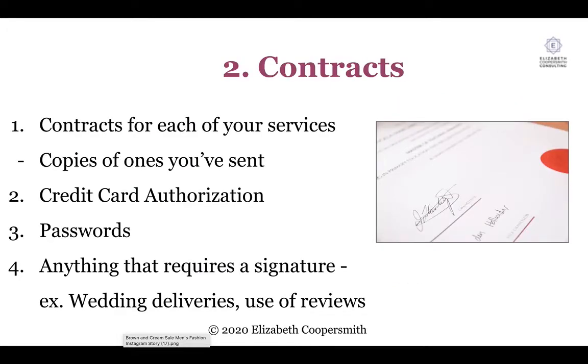So when it comes to contracts, what you need to have in one place is a contract for each one of your services. So for instance, if you are a coach and you're doing hourly or weekly programs, then you would have your contract for your hourly services, your contract for your workshop, and your contract for your monthly services. If you're a wedding planner, it would be for wedding day coordination, full service coordination, and partial coordination.